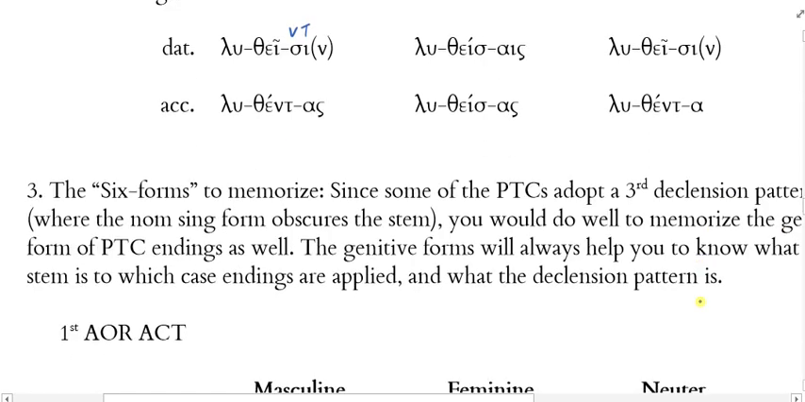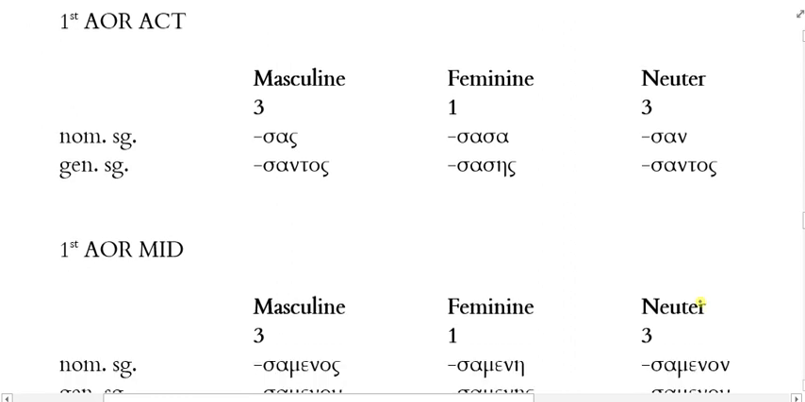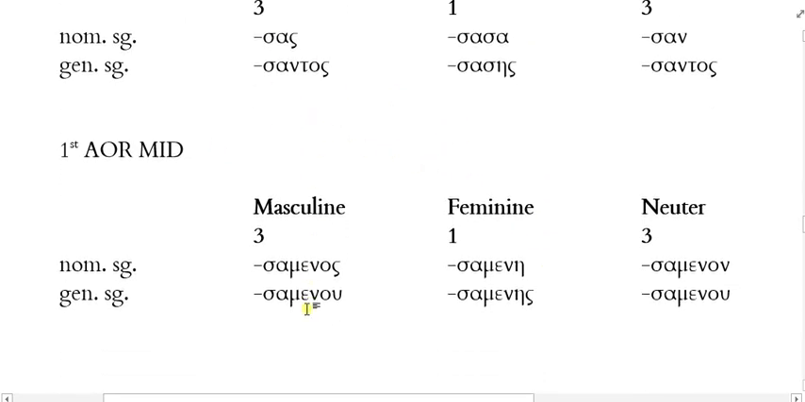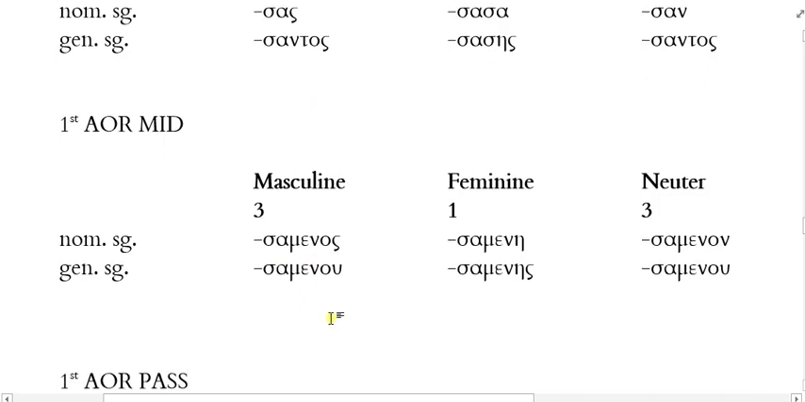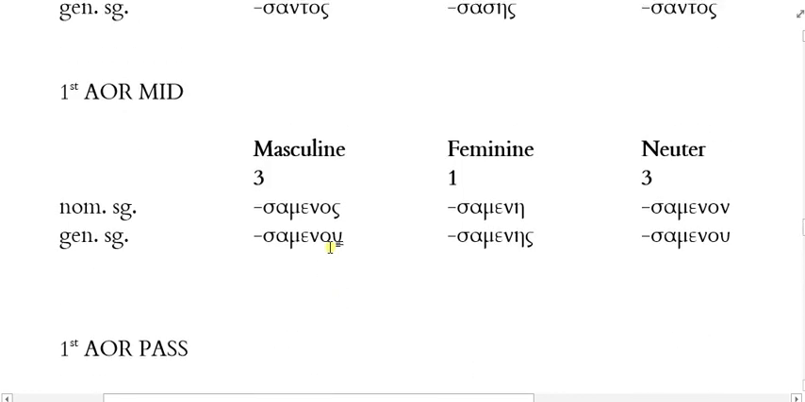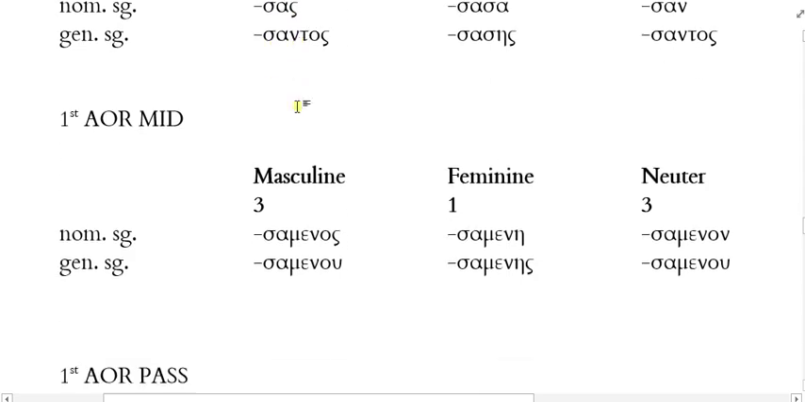So the last thing here, and they're just listed out for you. These are your forms to memorize, really. The genitive and the nominative forms in the active, middle, and passive. You can see the differences. Sas, santos versus samenos, samenou versus theis, thentos. Okay, and notice the aorist passive here is using the same endings that the aorist active is using, but have different tense formatives, okay? All right.